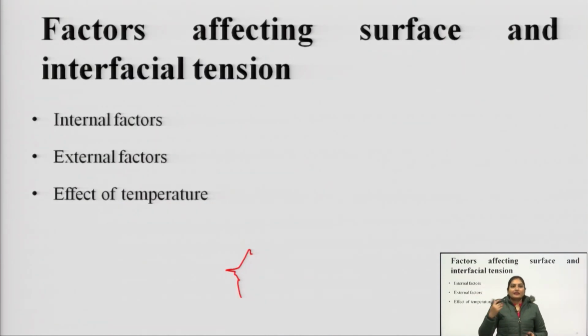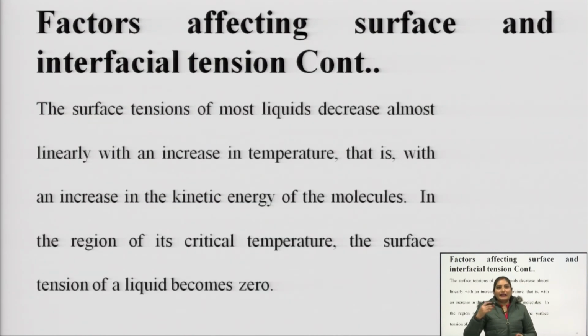And the factors affecting surface and interfacial tension include internal factors, for example, intermolecular attraction; external factors, that is electrolytes and surfactants; and the last one is the effect of temperature. By increasing the temperature, the surface tension of almost all liquids decreases because of an increase in the kinetic energy of the molecules, due to which the cohesive forces that exist between the molecules decrease and the surface tension will decrease.